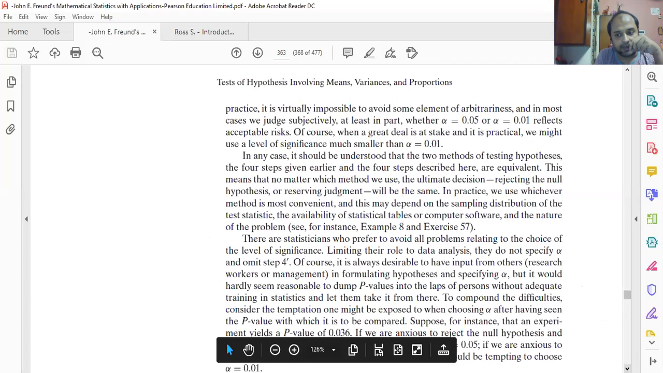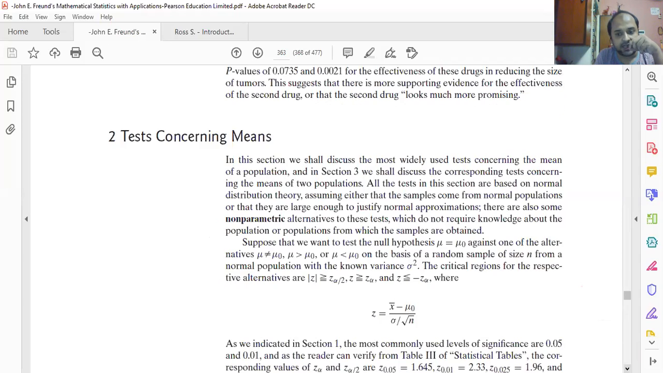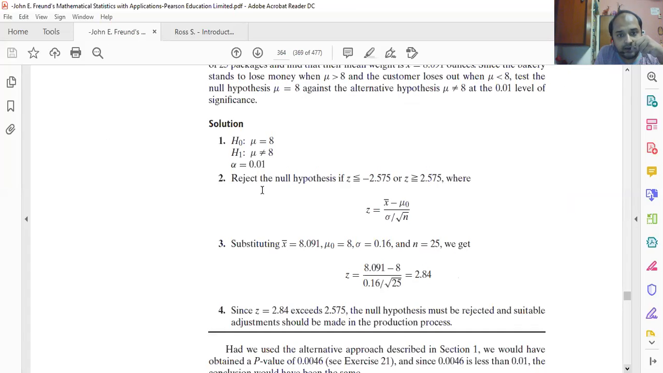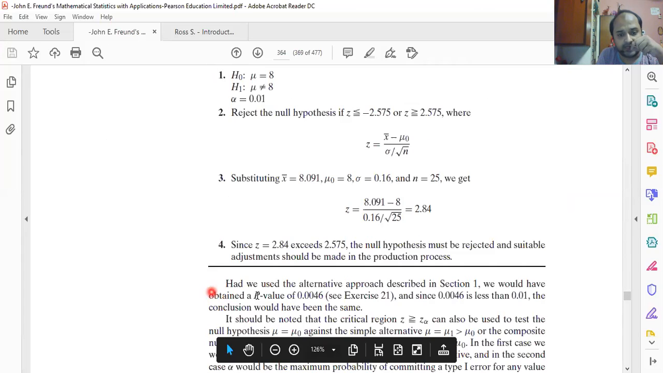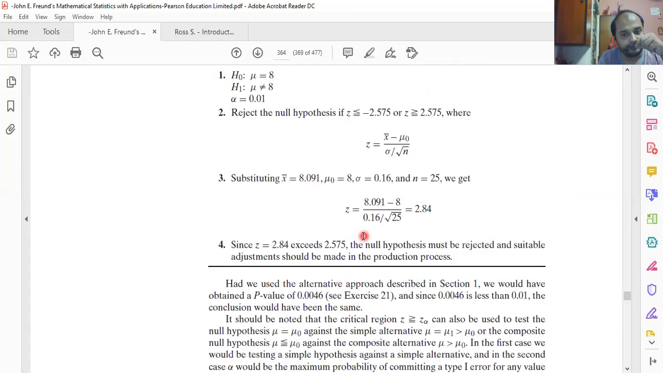Okay, so this can be understood if we consider a problem. So let us go to the problem which we discussed in my last class, test concerning means, and let us try to understand what it means. To calculate the p-value, here they have not considered the p-value, but they have said that had we used the alternative approach described in this section, we would have obtained a p-value. See exercise 21. If you go to the exercises of this chapter, you will see the same problem is written over here, and they have asked you to calculate the p-value for the problem. I am going to show you how to calculate this p-value.